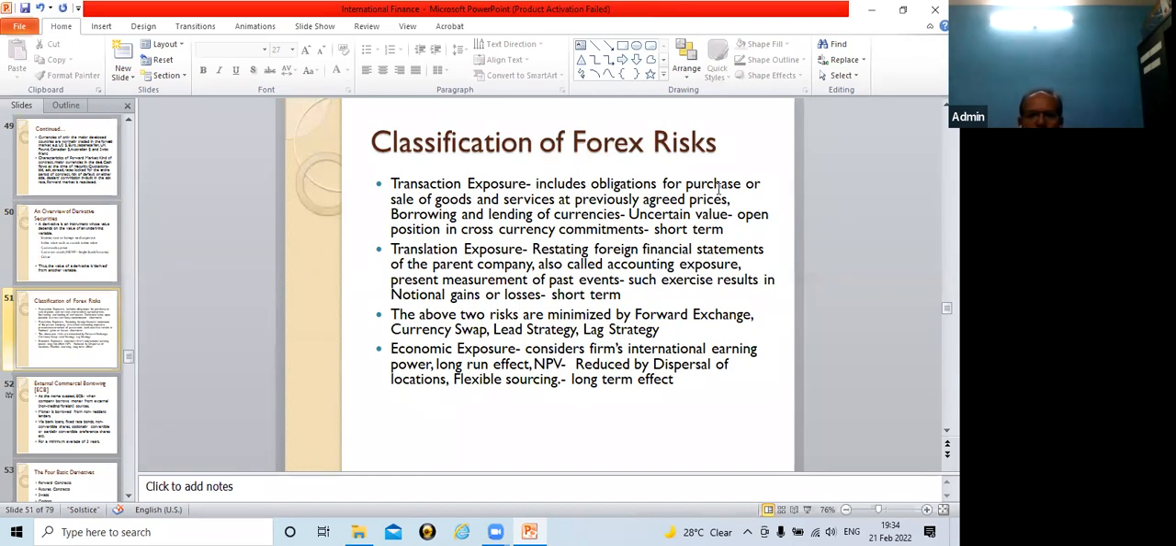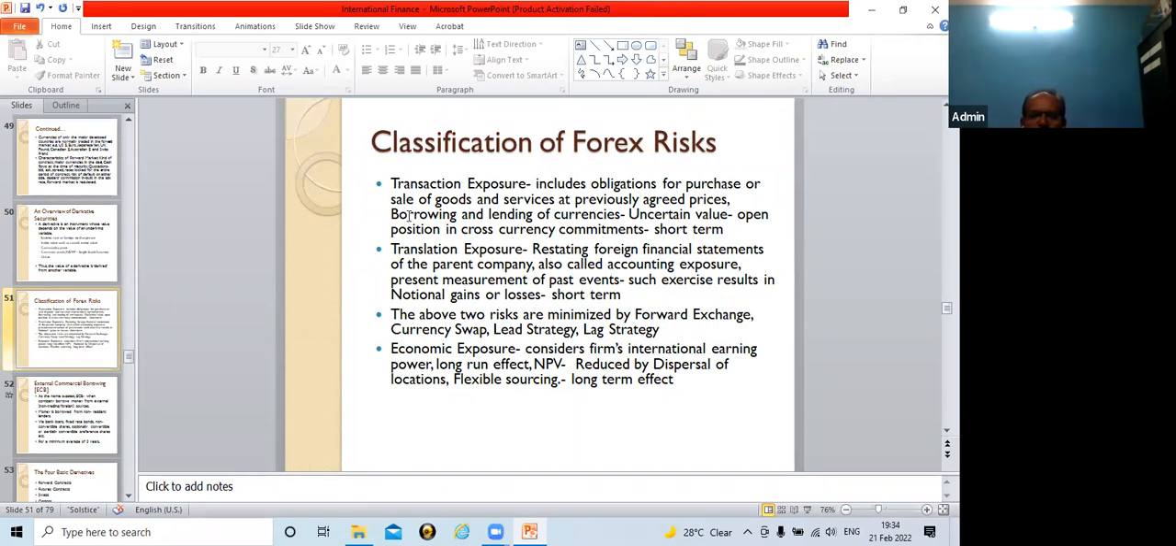Translation exposure. After understanding transaction exposure, what is translation exposure? It is restating foreign financial statements of the parent company, also called accounting exposure. Present measurement of past events. Such exercise results in notional gain or loss, short term. So transaction exposure is short term, and translation exposure is also short term. The above two risks are minimized by foreign exchange currency swap, lead strategy, and lag strategy.